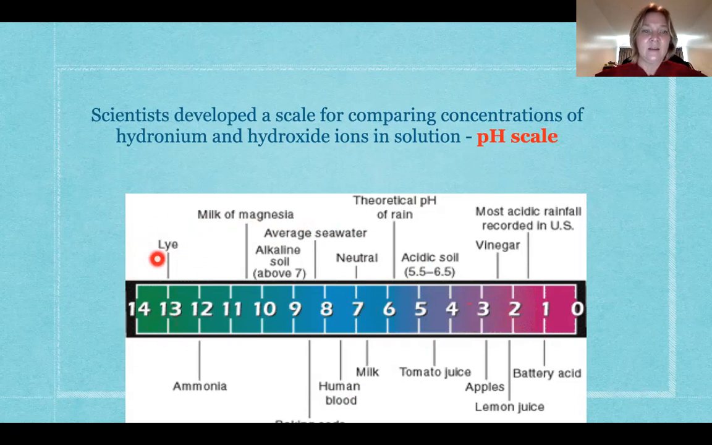And then this is the lye that I was talking about. That's all the way up at 13. You do not want to get that on your skin because that will be painful. And what do we have here? Tomato juice is around 4.5. Apples, lemon juice, battery acid are down here between 1 to 3. So this is the scale that we use to measure the degree of acidity and alkalinity in a substance.